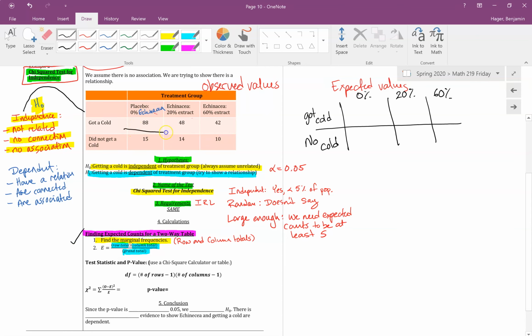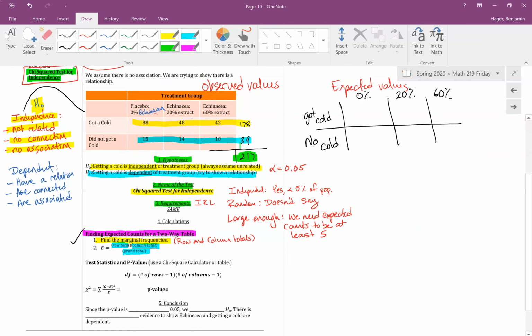So if I just add all these up along the side here, 88 plus 48 plus 42, I get 178. So I'm just going to write the totals here. And if I add all these up, that's 39. And so my grand total down there is 217. So here's a row total and another row total, and here's my grand total.